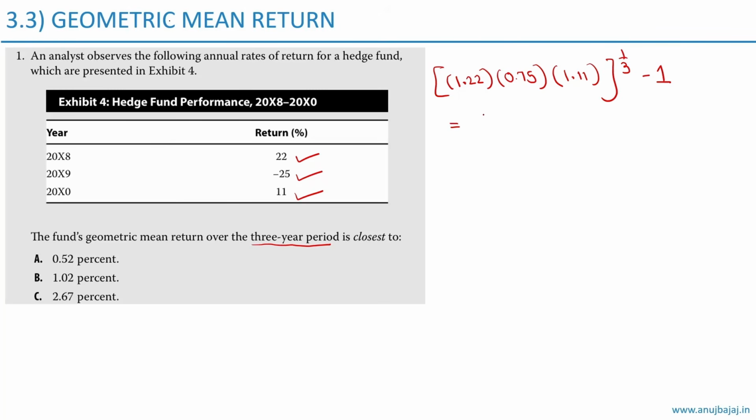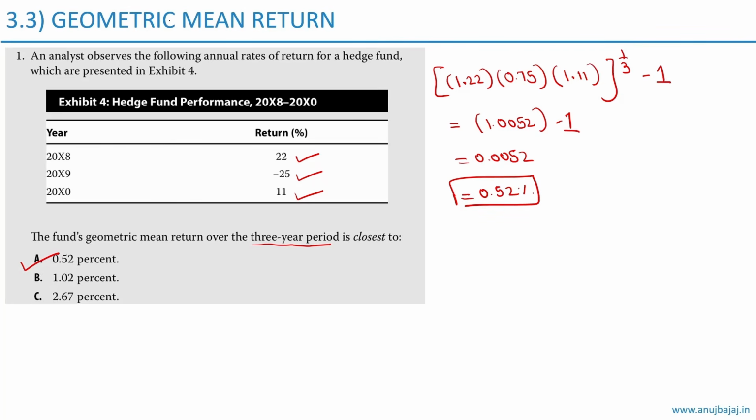I hope you know how to do this. You should get 1.0052 minus 1, which is 0.0052, which can also be written as 0.52%. So option A is the correct answer.